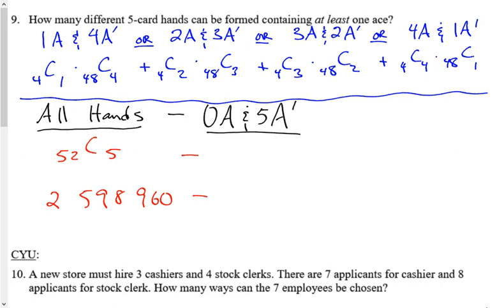And we'll subtract off 0 aces, so 4 choose 0, which is equal to 1. So I could leave that out, because 1 times anything will keep the number the same. And 48 choose 5 cards.